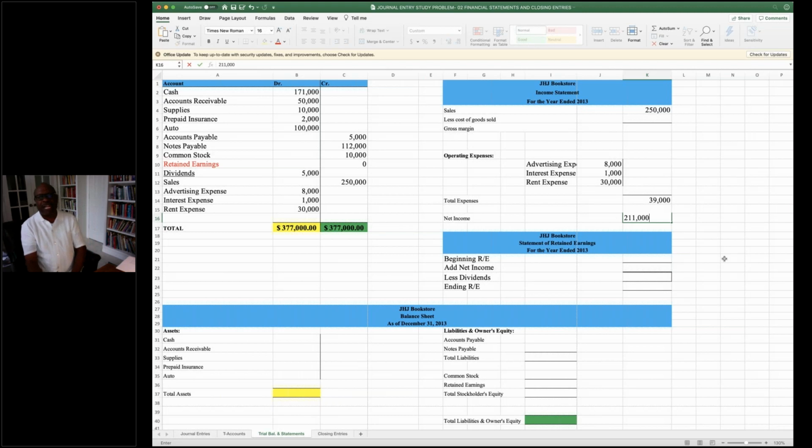And we got the income statement done, ladies and gentlemen. Oh wow. That's not that bad. Got an income statement done.